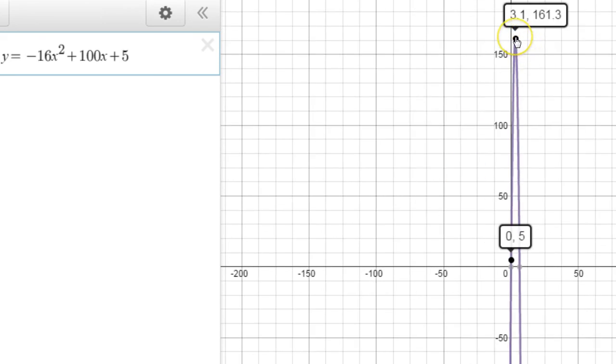Here's the other cool thing. Knowing this information, I can tell you the height and the time the object gets to the maximum height. So the maximum height this object reaches is 161.3 feet after 3.1 seconds after its launch from a height of 5 feet. So this went an additional 156.3 feet, which is really cool.